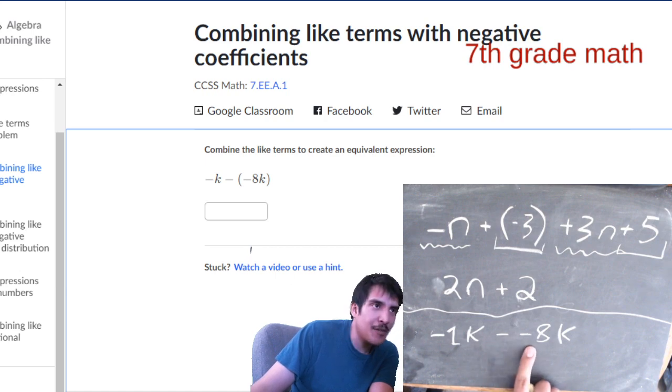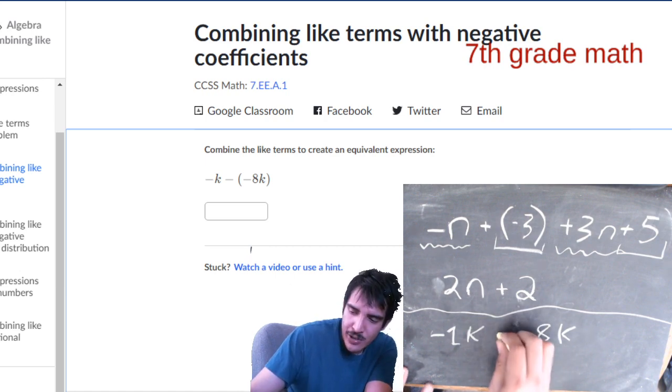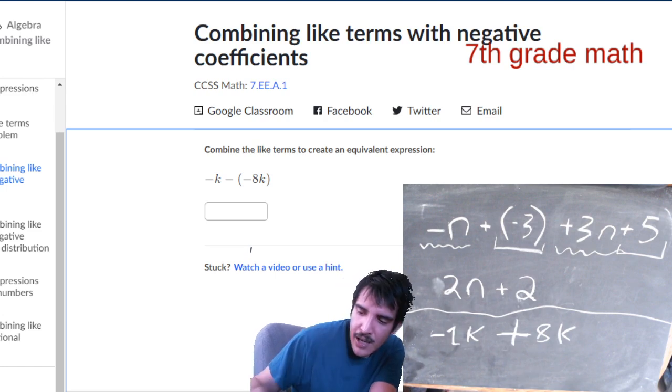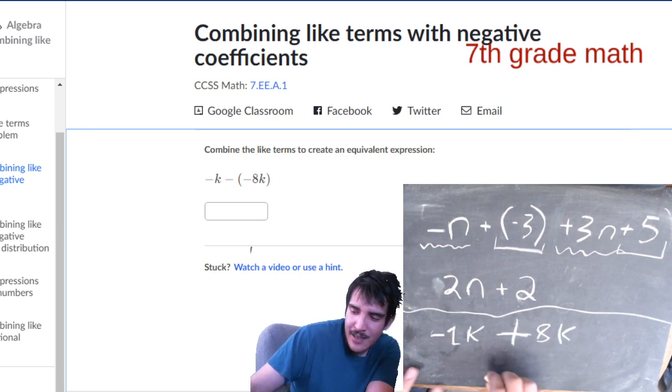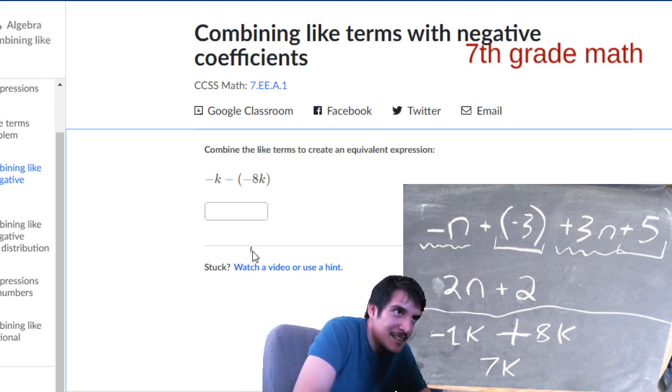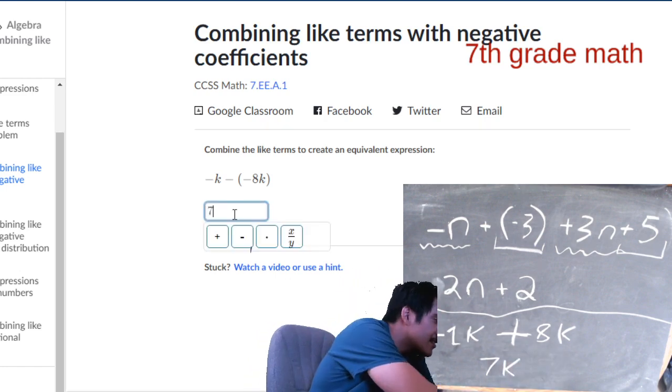Take away negative 8k. When you take away a negative, you should know that that's like addition. So you can just change it to addition. And negative 1k plus 8k. Or if it's easier, 8k plus negative 1k. That would leave you with 7k. Okay? 7k.